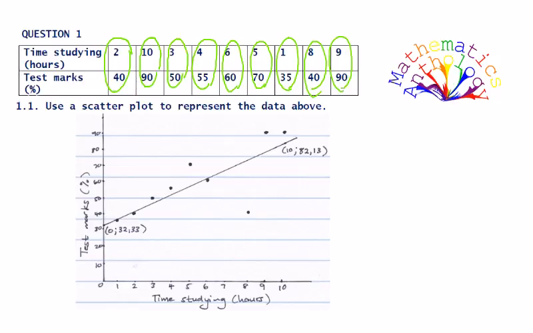To draw a scatter plot, you need to plot all these points. So the first point or coordinate we take is 2 and 40. We plot that point on our scatter plot. The next coordinate is 10 and 90, then is 3 and 50, 4 and 55, and so on. Where, for example, 4 is your x value and 55 is your y value, so you plot your point as such. You do that for all of them, you should end up with 9 points in this case, and that is basically your scatter plot.